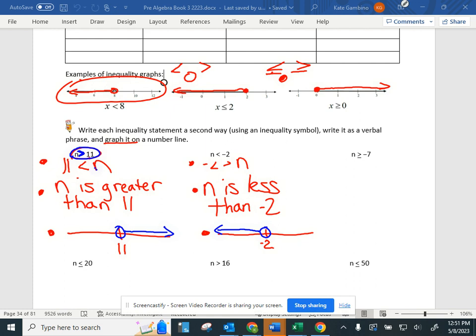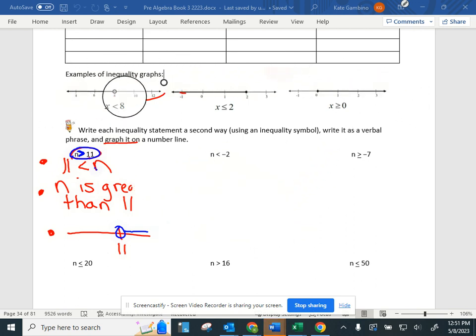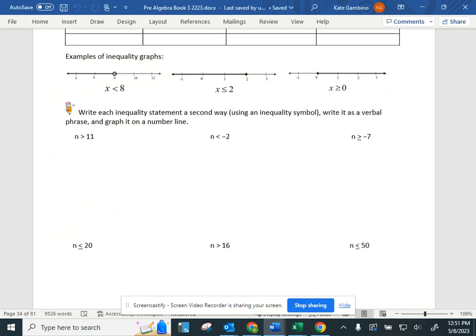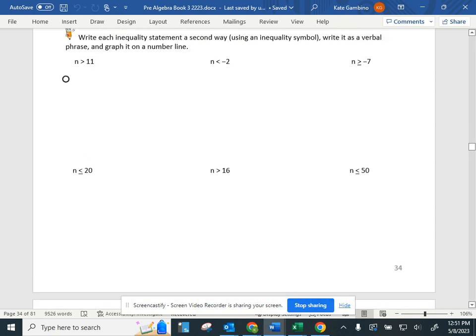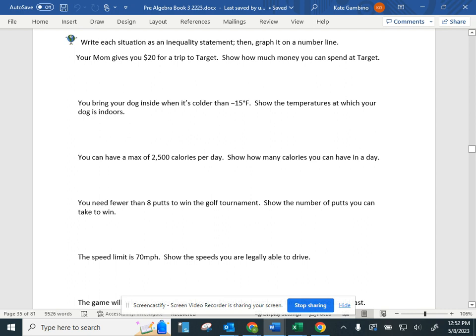Are these 3 steps making sense to us? Yeah. Okay. This is not the only thing that we're doing today. This is a 2-page assignment. So you have to do all 6 of these, doing our 3 steps for each one. Using the other inequality sign, using your verbal phrase, using your words, and then doing the graph. Then we have it as word problems. Write each situation as an inequality statement and then graph it on the number line.